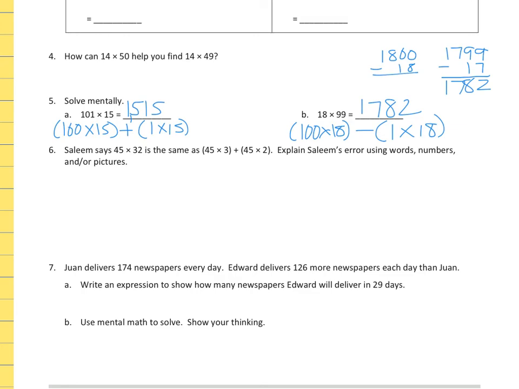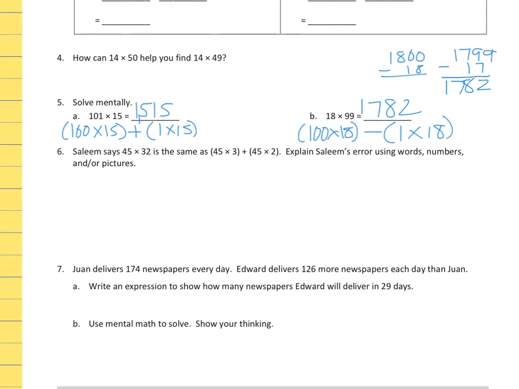And let's drop down to number 7. Juan delivers 174 newspapers every day. Edward delivers 126 more newspapers each day than Juan. So Edward delivers more. They want us to write an expression, write the problem, don't even solve, but write the problem to show how many newspapers Edward would deliver in 29 days. So we're only talking about Edward.